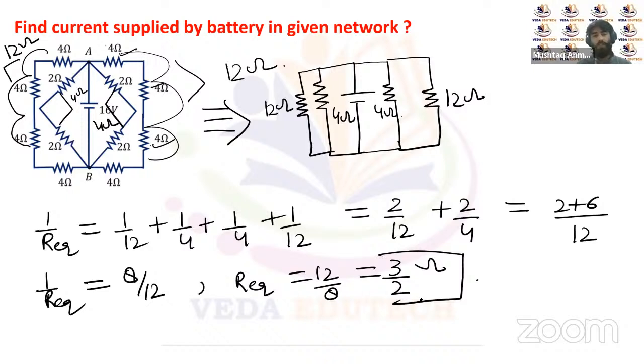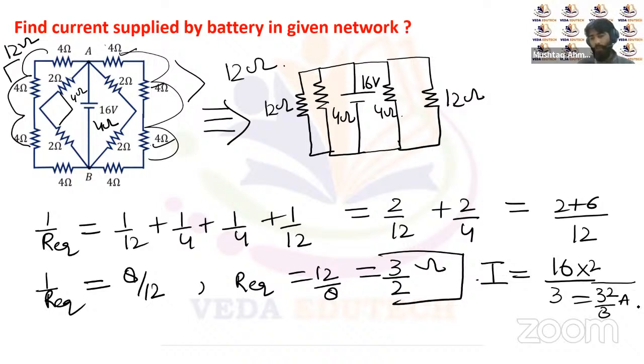So the equivalent resistance for this circuit is found, but we have to calculate the current supplied by the battery. The potential supplied by the battery, you can see here, was equal to 16 volts. The current supplied by the battery will be 16 volts upon the equivalent resistance of the circuit, that's 3 over 2. So it will be 32 over 3 amperes. This will be the current supplied by the battery in the circuit, right?